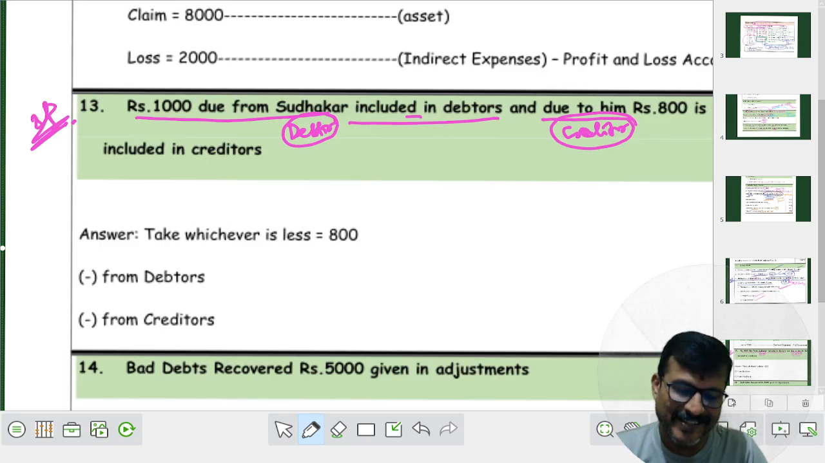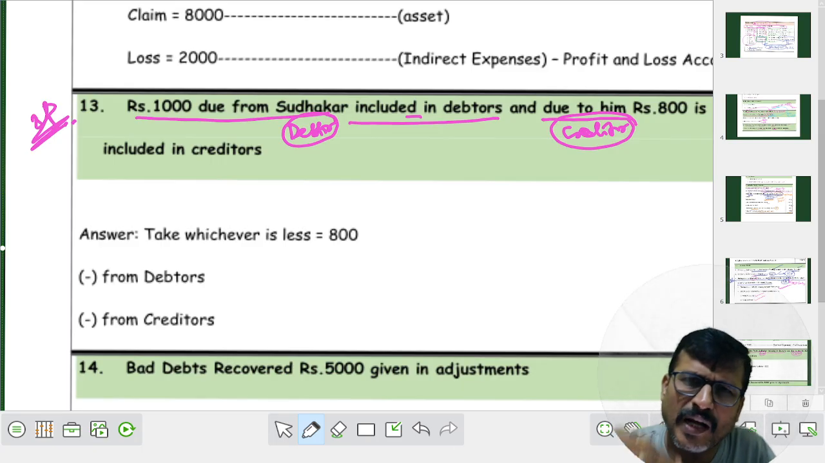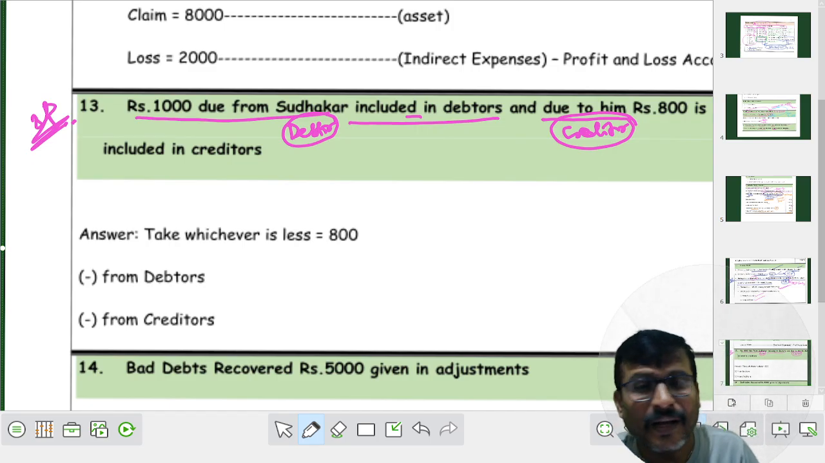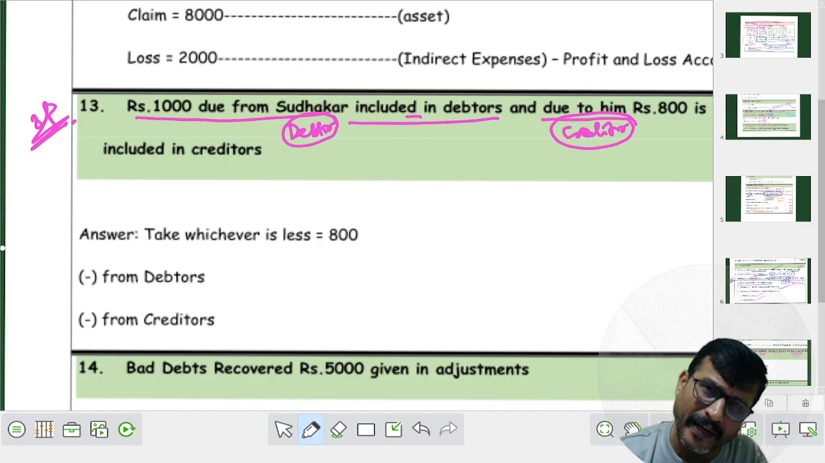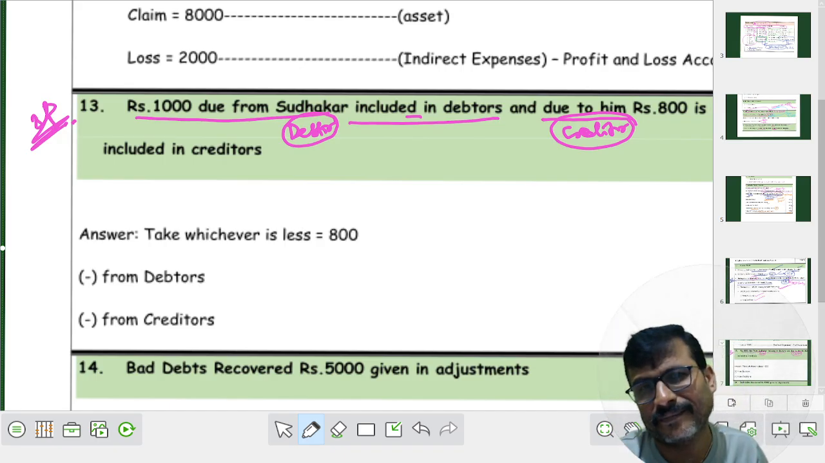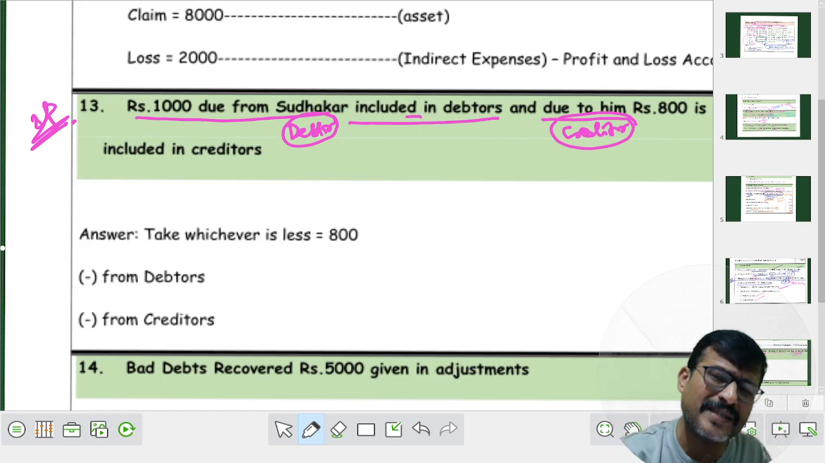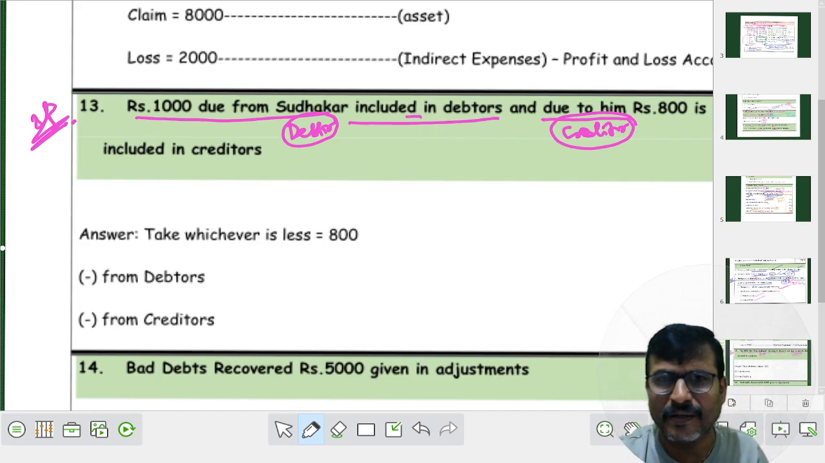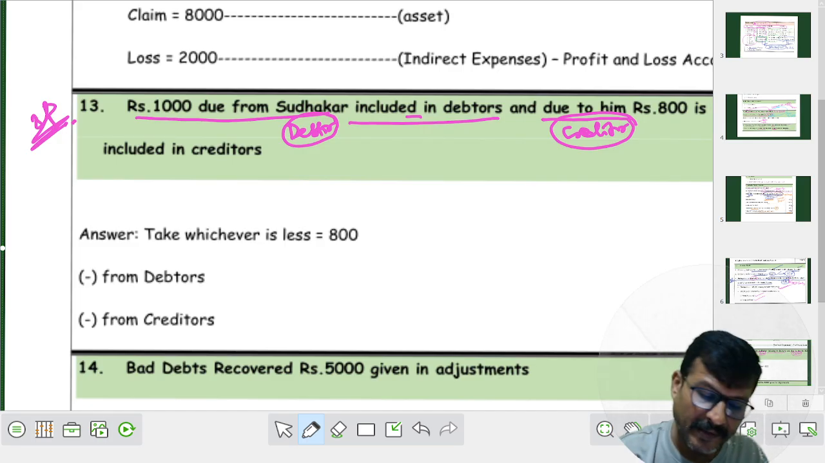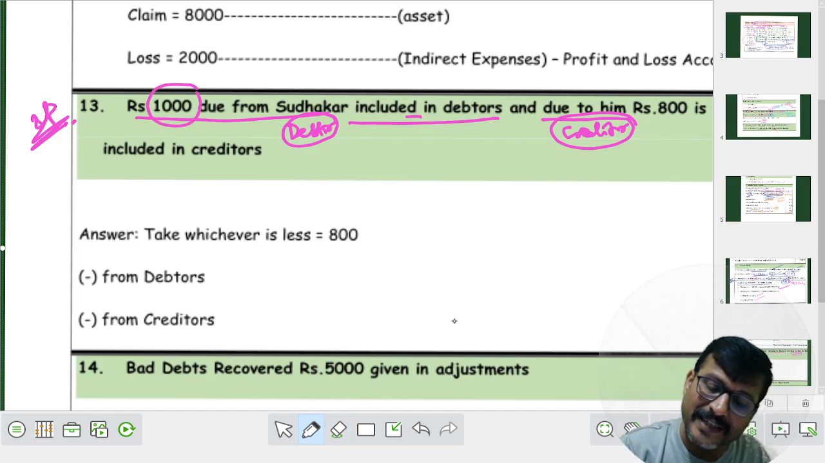How is this sentence? From Sudhakar we have to receive 1000 rupees and to Sudhakar we have to pay 800 rupees. Are you getting my word? From Sudhakar, business has to receive 1000 rupees, called due from Sudhakar. Due to Sudhakar 800 rupees. Now what to do? Among the two, my dear student, take whichever is less.